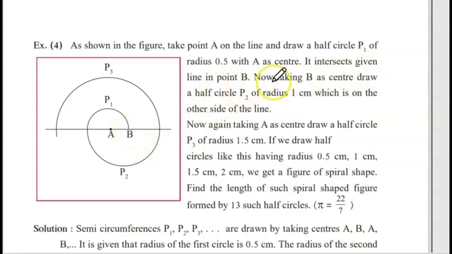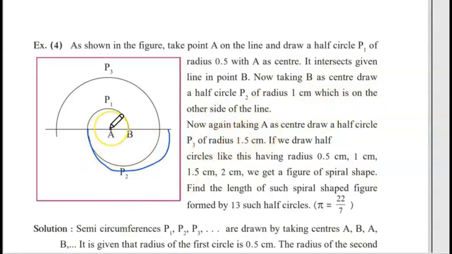Next, now taking B as a center, draw a half circle P2 of radius 1 centimeter. B center घेणार आणि radius किती त्यावेळेस तर 1 centimeter. Then you will get this circle. Okay, and it is below this line. Now taking B as a center, draw half circle P2 of radius 1 centimeter, which is on the other side of the line. It is below. Now again taking A as a center.